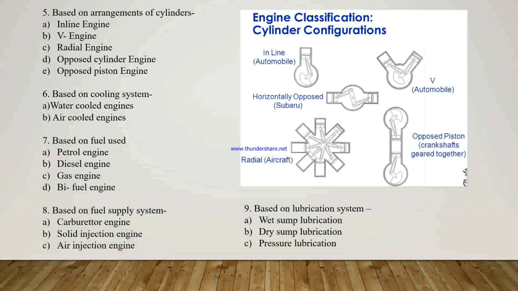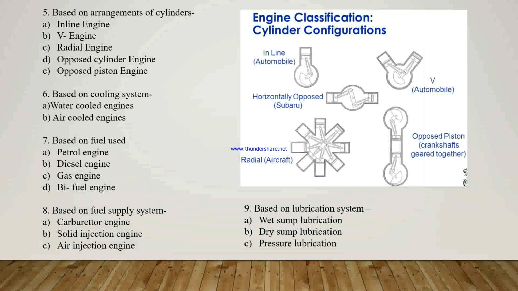Next is based on fuels used, that is petrol engine, diesel engine, gas engine and biofuel engine. In biofuel engines, the main fuel used is a gas and the liquid fuel is used for starting purposes. Next is based on the fuel supply system, that is carburetor engines, solid injection engines and air injection engines. In carburetor engines, the mixture of petrol and air from the carburetor is supplied to the engine cylinder.